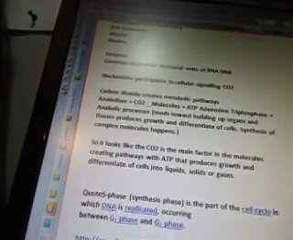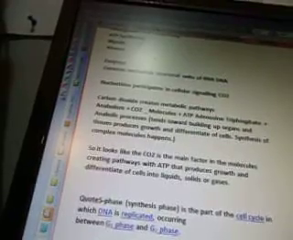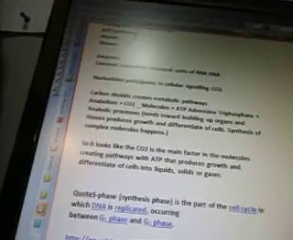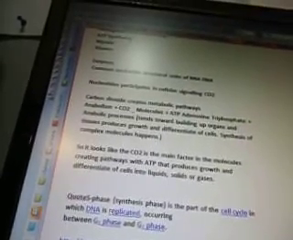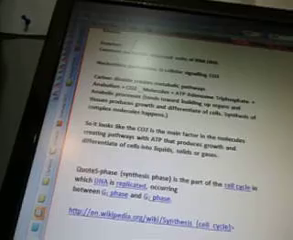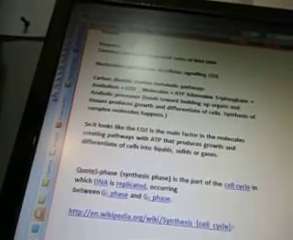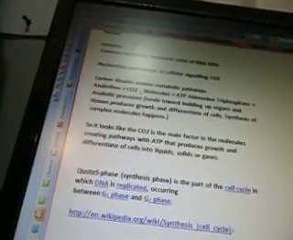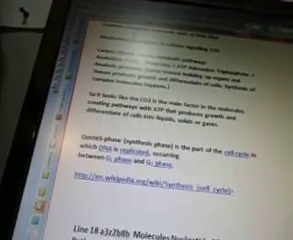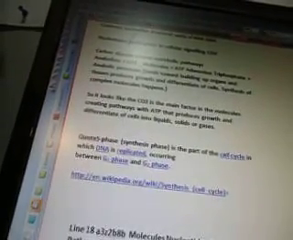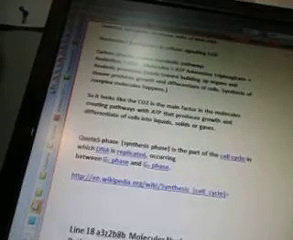So we take carbon dioxide, which creates metabolic pathways, and anabolism plus the CO2 molecules plus the ATP, adenosine triphosphate, plus anabolic processes tend towards building up organs and tissues, produce growth and differentiation of cells, synthesis of complex molecules happens. So it looks like the CO2 is the main factor in the molecules, creating pathways with ATP that produces growth and differentiation of cells into liquid, solids, or gases.